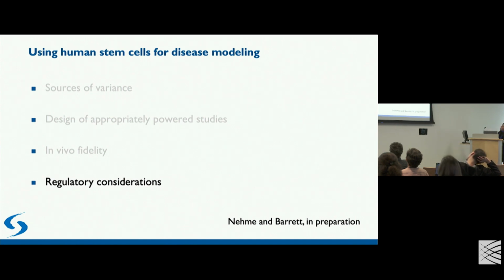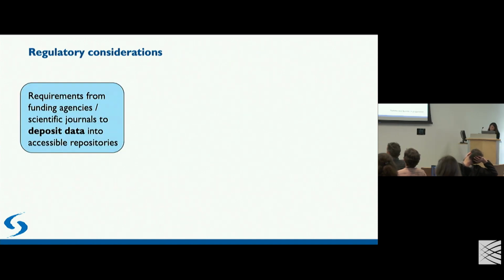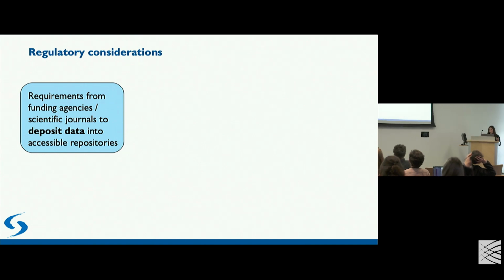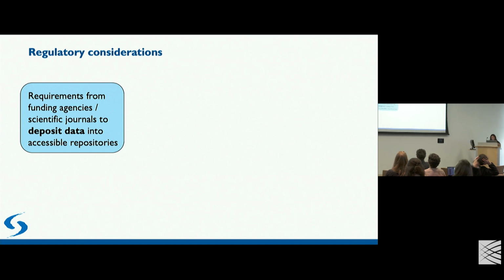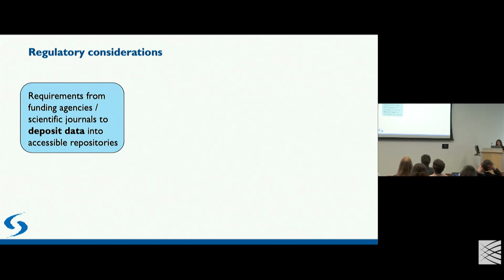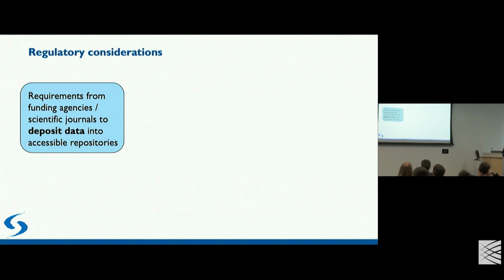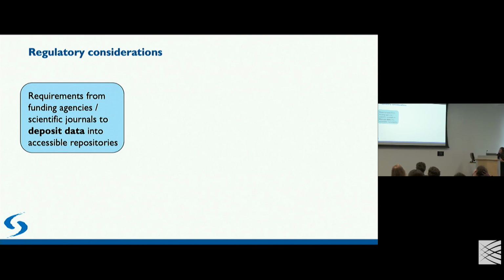Last but not least, regulatory considerations. A majority of the early human pluripotent stem cell derivation efforts were taken on by individual laboratories. These initial collections often had restrictions in the consent forms from the donors, which limited their use and whether these cell lines and data sets could be shared or deposited in the public domain. Investigators today must meet requirements from funding agencies and governmental agencies, as well as scientific journals, to deposit data into accessible repositories.